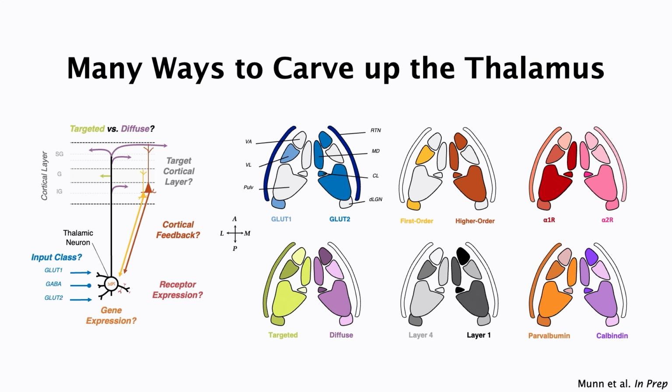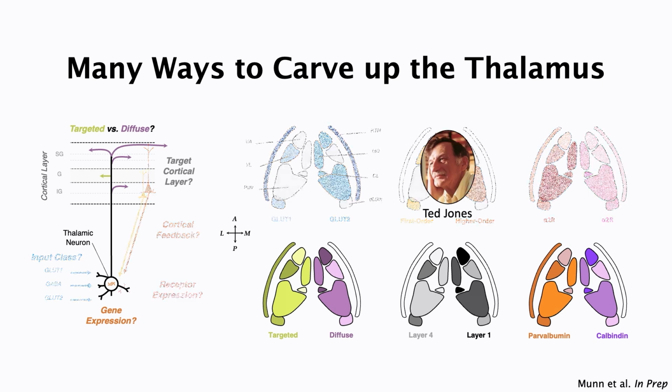You could take something like gene products. Here on the right, I'm showing the relative expression, in cartoon form, of some of these different ways of carving up the thalamus. It should be pretty clear that they're not all coinciding with one another. The dark spots on one are not perfectly aligned with the other. So this raises a really difficult challenge: how are we supposed to jump into this system and make any progress understanding how it functions, how it works?